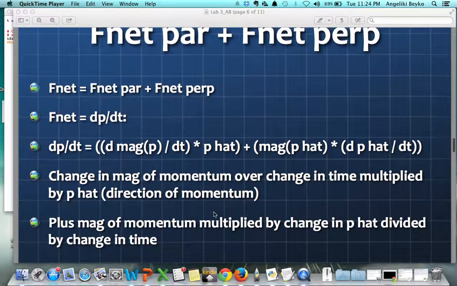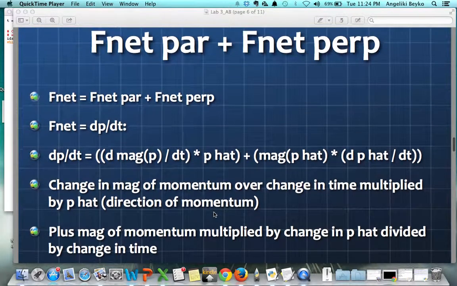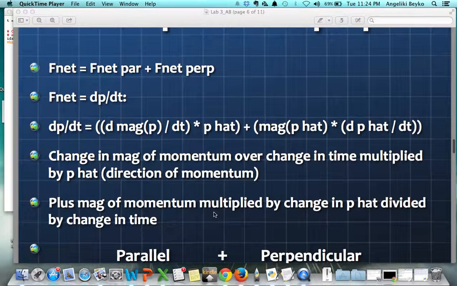So F net parallel and F net perpendicular add up to equal the net force. Another way of writing this is the change in magnitude of momentum divided by delta t, times p hat, which is the direction of momentum, that was the parallel, plus the perpendicular component: magnitude of p times the change in p hat divided by change in time.